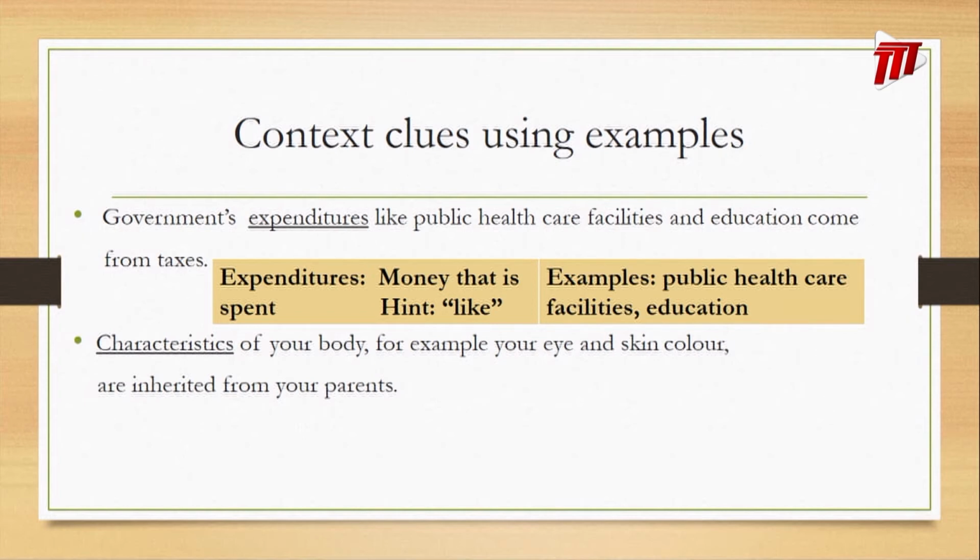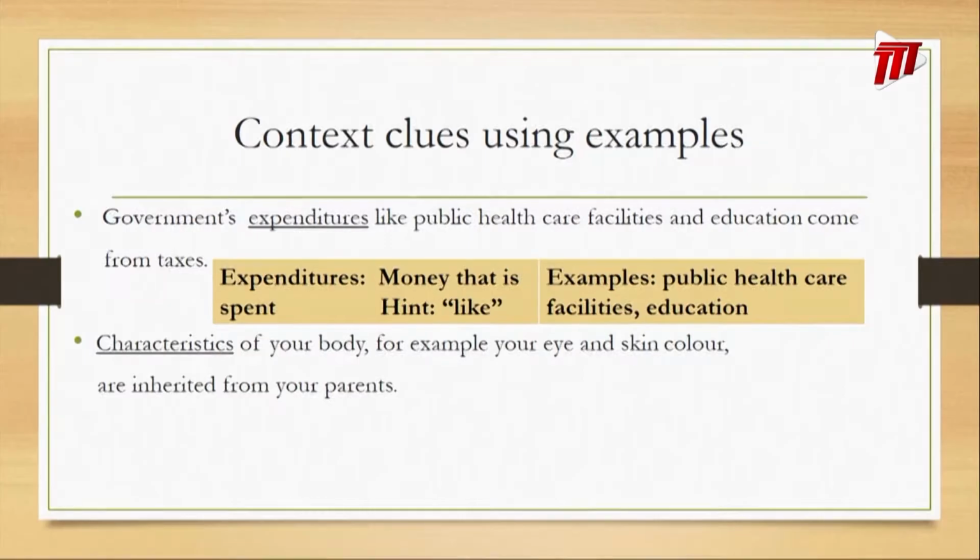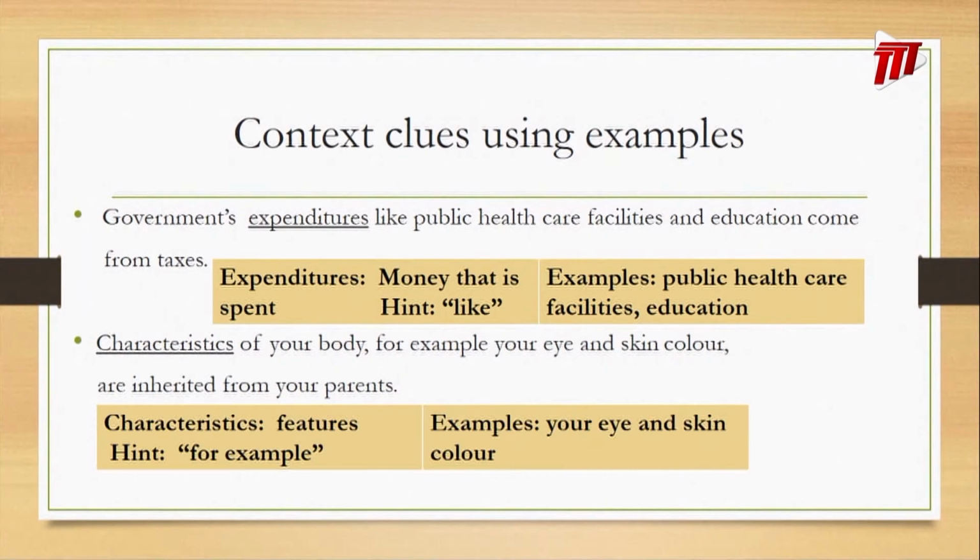Characteristics of your body, for example, your eye and skin color, are inherited from your parents. If you didn't know what the meaning of the word characteristics is, we know from this example, we have examples of characteristics of your body. For example, your eye and skin color. So these are traits that you have that belong to you, and in the sentence they say you get it from your parents. So characteristics are your features, and examples of your characteristics are your eye and skin color as seen in the sentence.